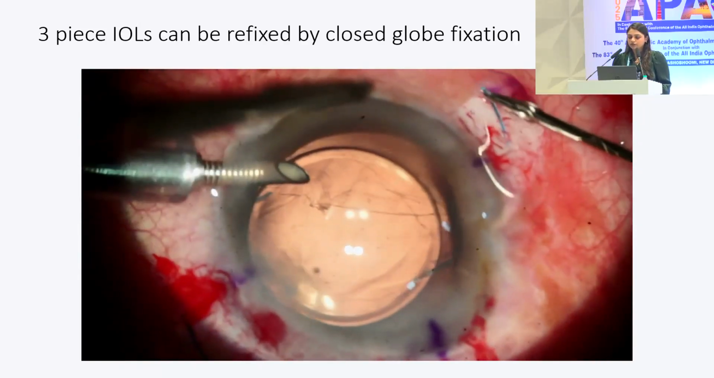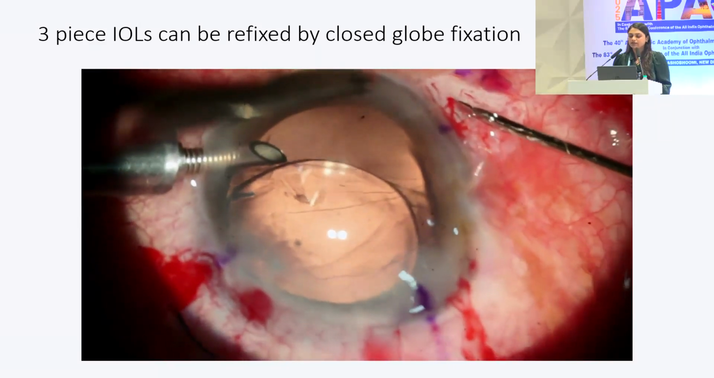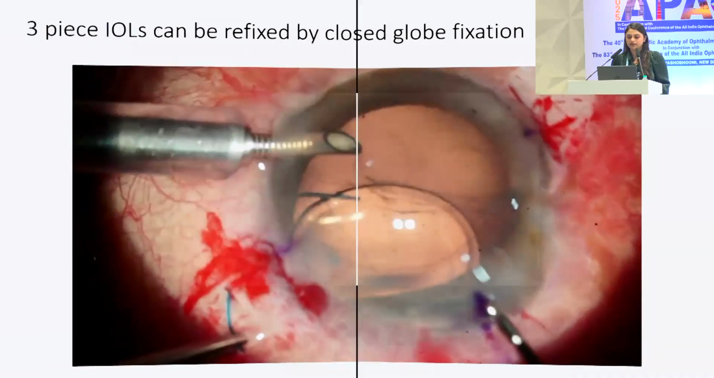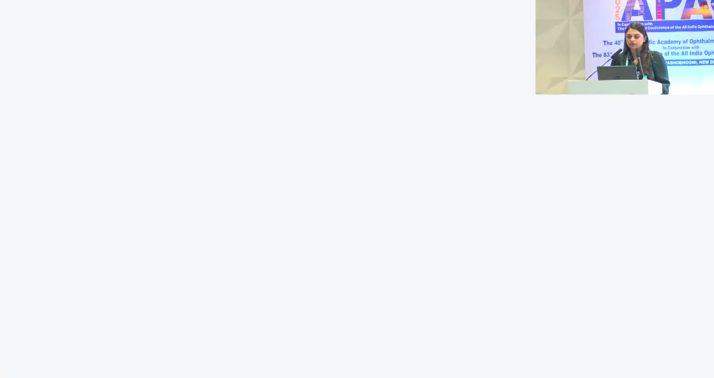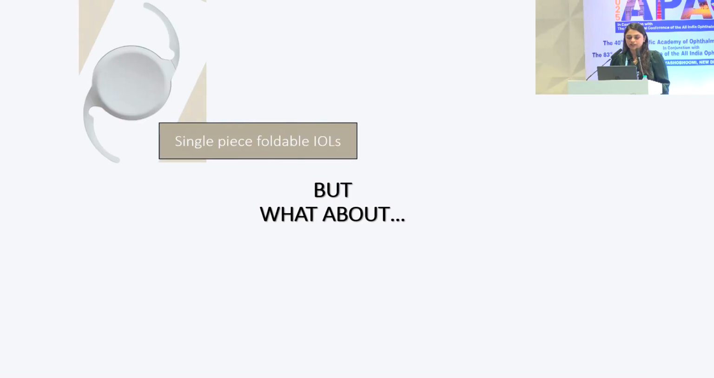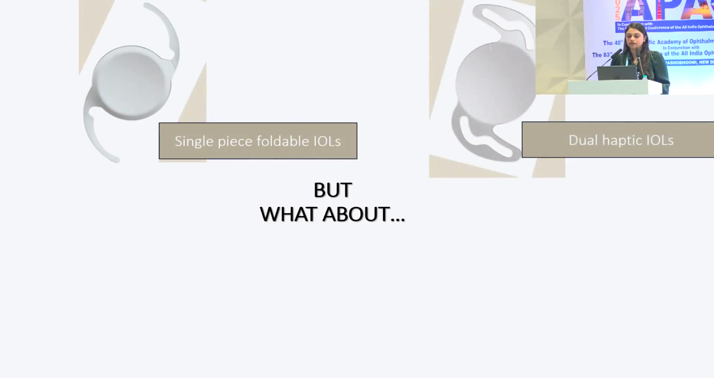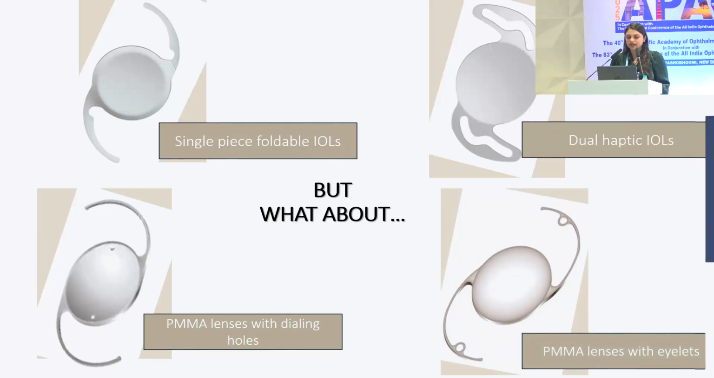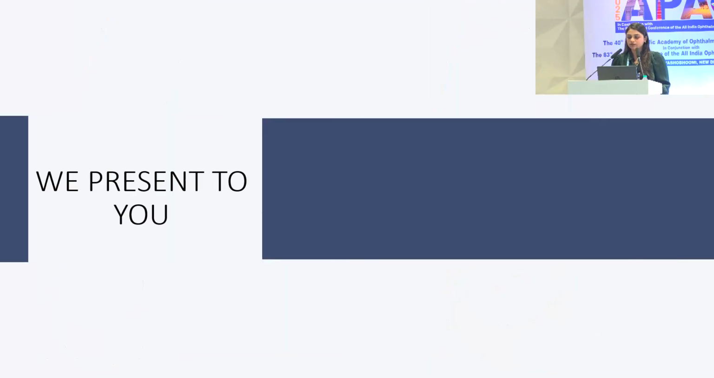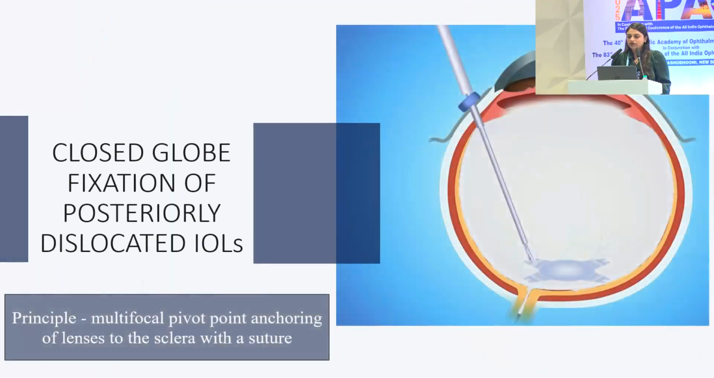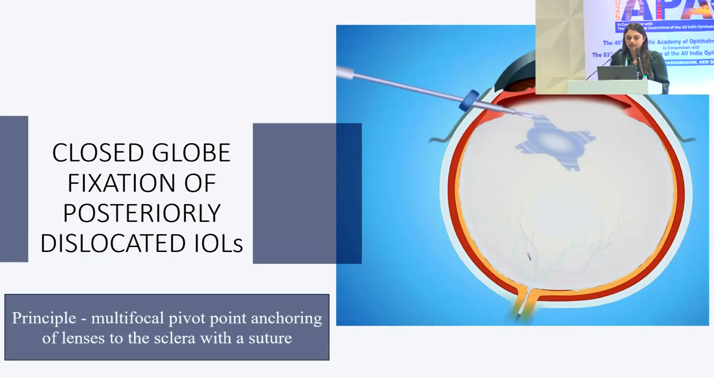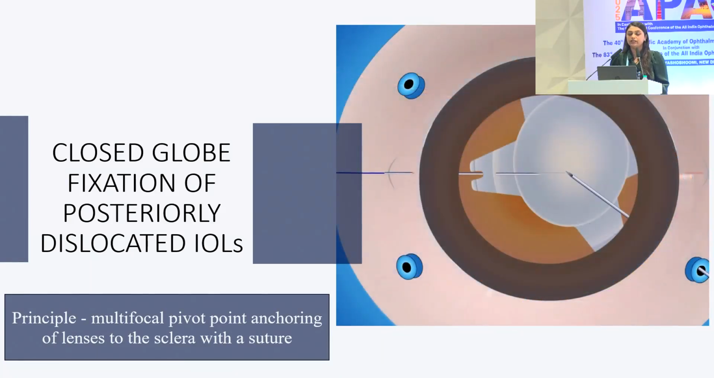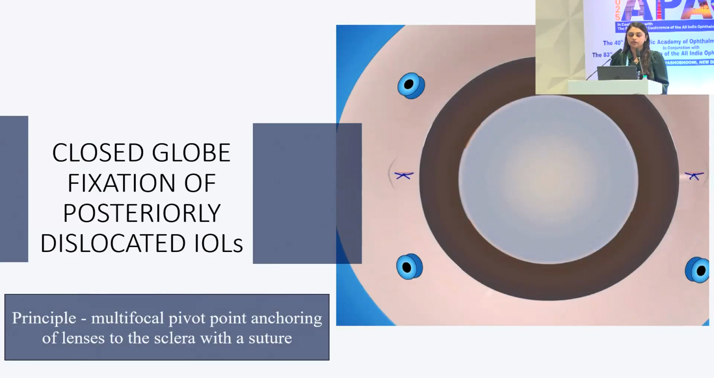So here's a video of a 3-piece IOL whose haptics are exteriorized and tucked in the scleral tunnels. But this brings us to the question, what about other IOLs, like a single-piece foldable IOL, dual haptic IOLs, PMMA lenses with dialing holes, as well as with eyelets? So we present to you a modified ab-externo closed globe refixation of any of these IOLs, which works on the principle of multifocal pivot point anchoring of lenses to the sclera with a suture.